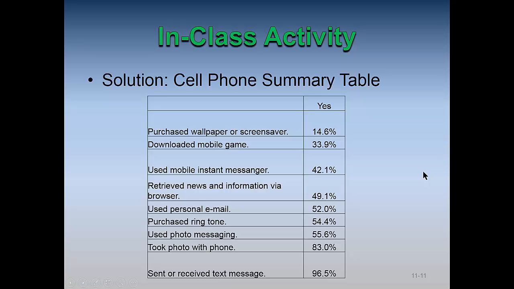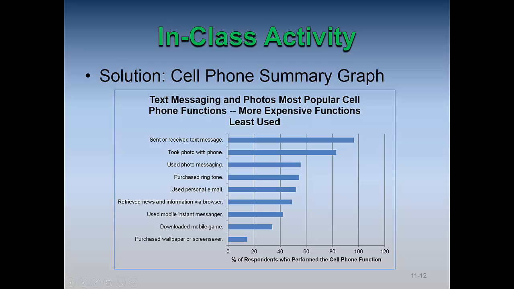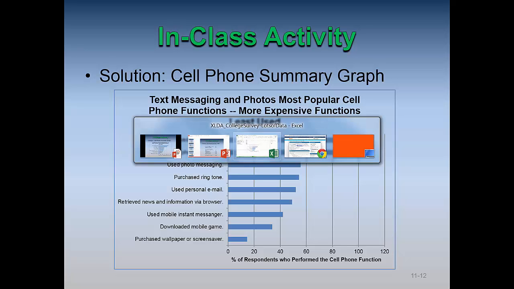Video for Module 9, we're going to do a summary, a visual summary of a categorical question. And we're going to choose the cell phone function section. And we're going to end up with a chart that looks something like this, and I'm going to show you how to do it in Excel. So let's go straight to Excel.